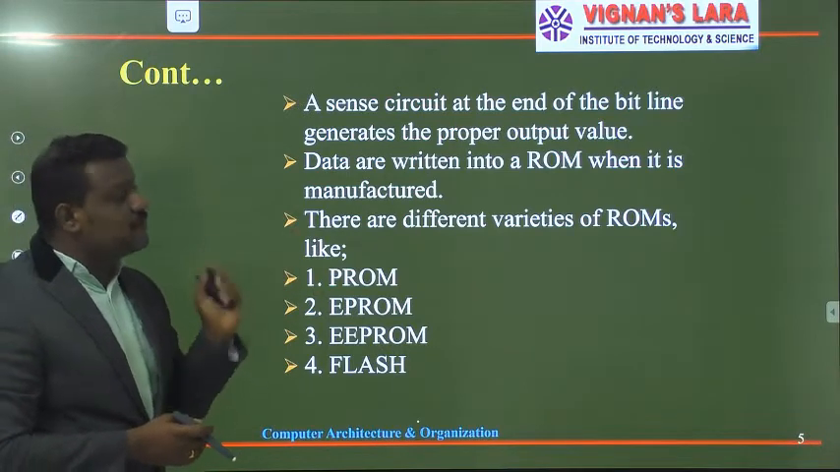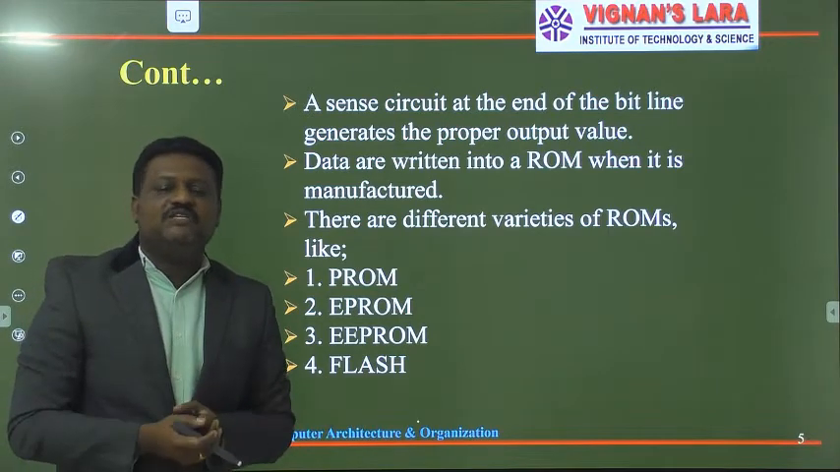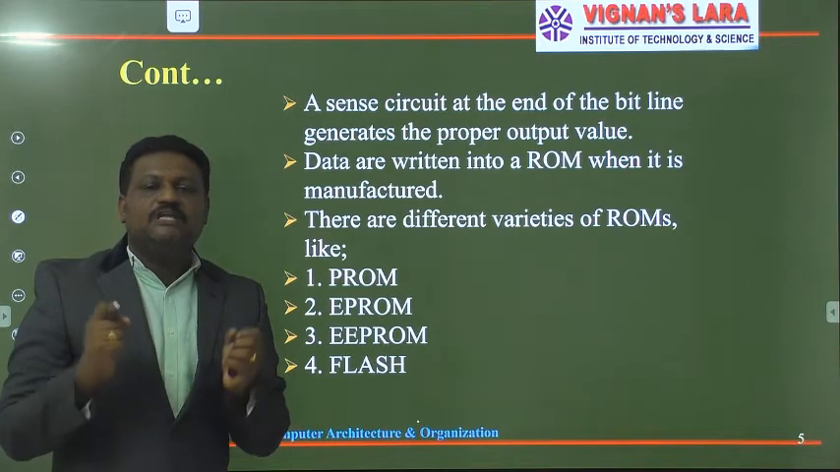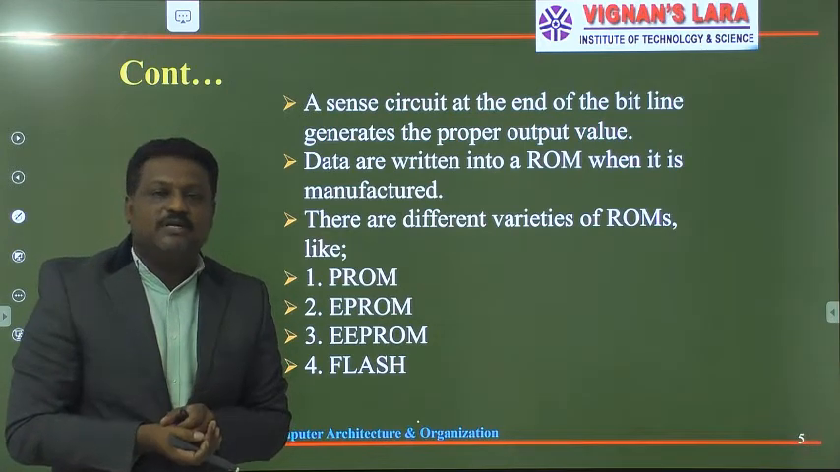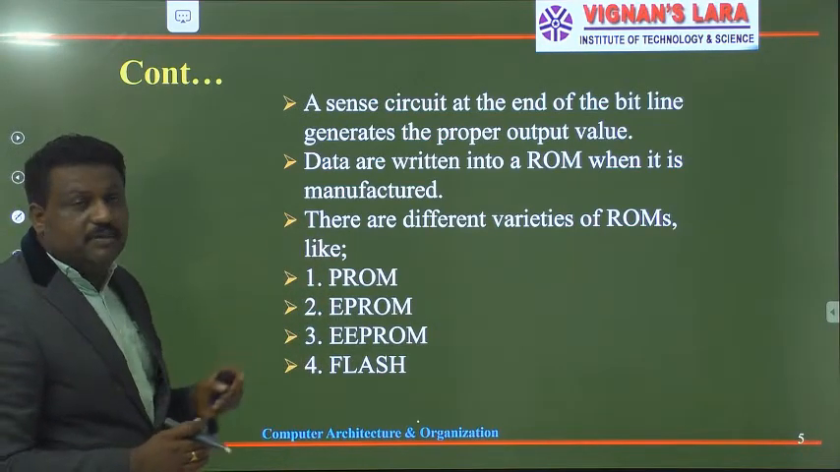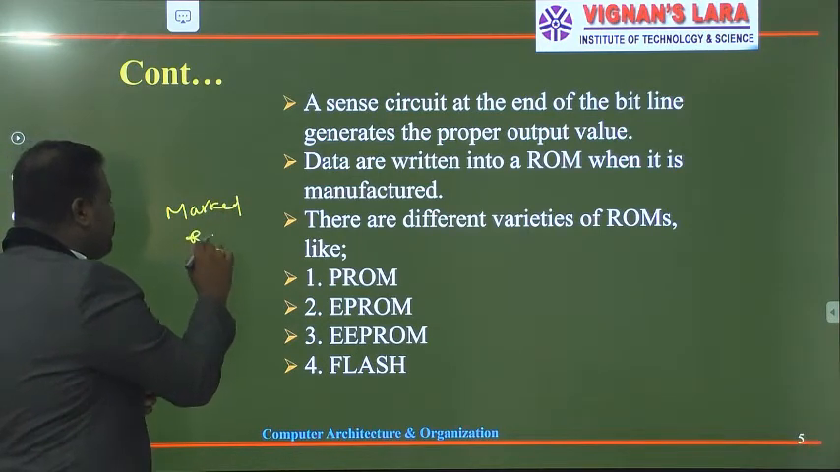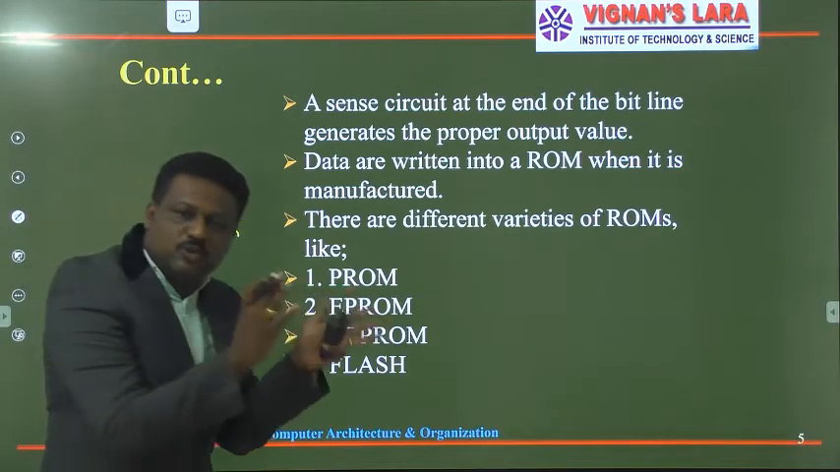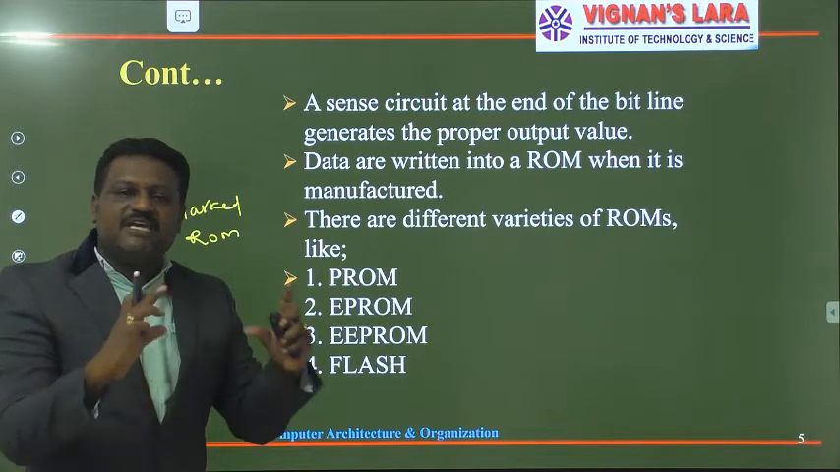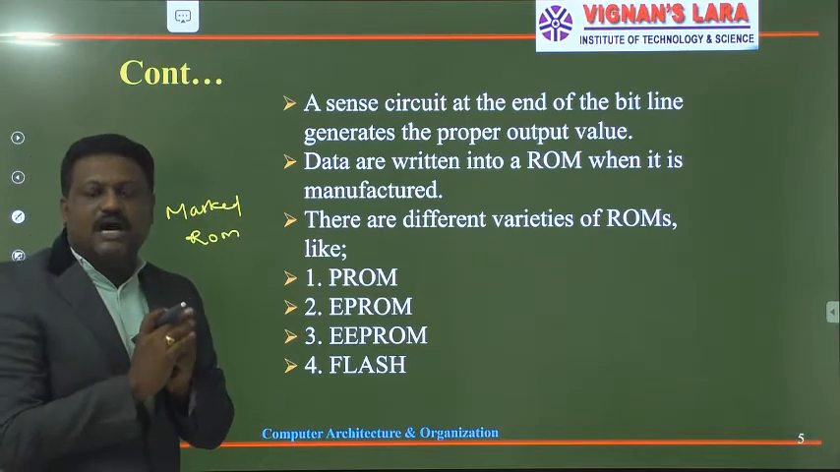Data are written into ROM when it is manufactured. When we are manufacturing our memory chips, at that time only, I write whatever information I would like to store in the memory locations. So these memories I can call masked ROM, because based on the information I am going to copy onto the memory locations, according to that I have to prepare the mask in the making of my read-only memory chip. That's why these are called masked ROM.